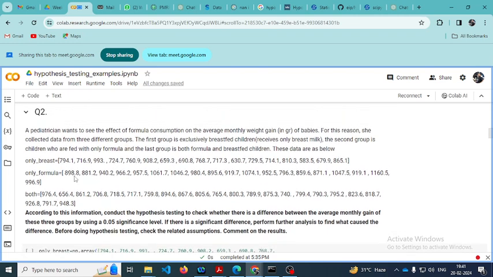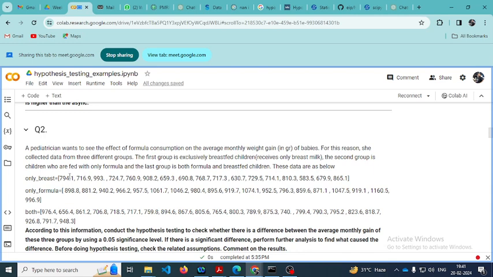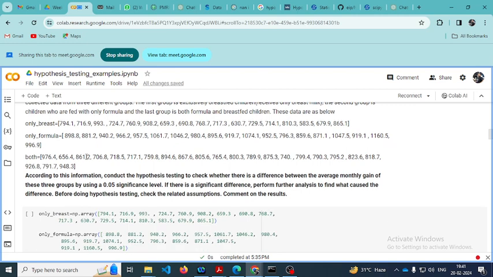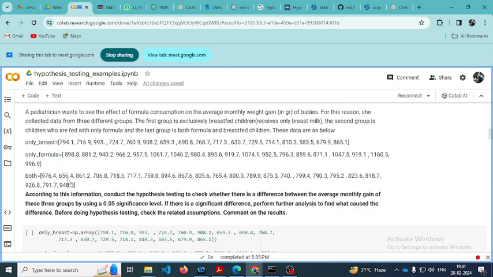So you are going to have some data. This is weight gain in grams, whatever data they have given in this problem. Here you have some data for only breast, and another for only formula. Formula means you may assume this as bottle milk, not breast milk. We are going to have some milk powder that you can mix. They have used this one. Then you have another data, both.